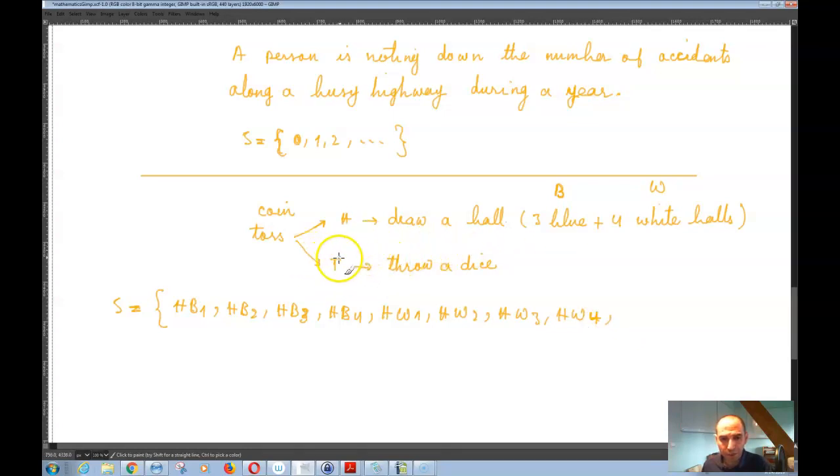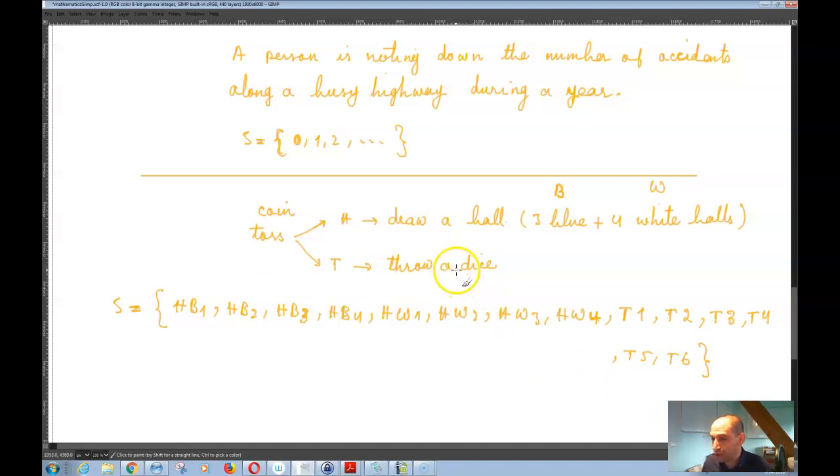And then if you get tails, then you throw a dice. Suppose you get tails and throw the dice, you get a 1, for example. Tails and you get a 2. Tails, you get a 3. Tails, a 4. Tails, a 5. And tails, you get a 6. That would be your sample space.